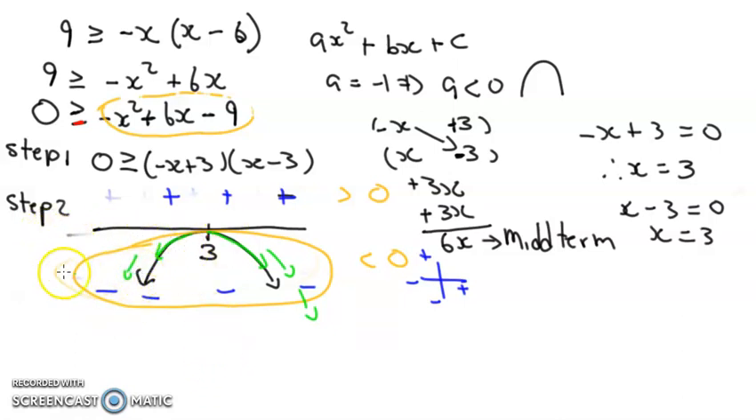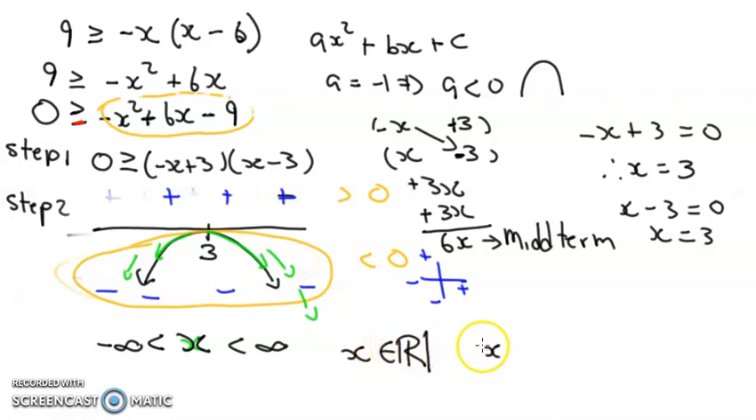So the answer will be x. Let me write it with the black color. Answer will be x is greater than negative infinity and x is less than positive infinity. In other words, it's going to be x is an element of all real numbers such that x is greater than negative infinity and less than positive infinity. Whichever way you want to use.